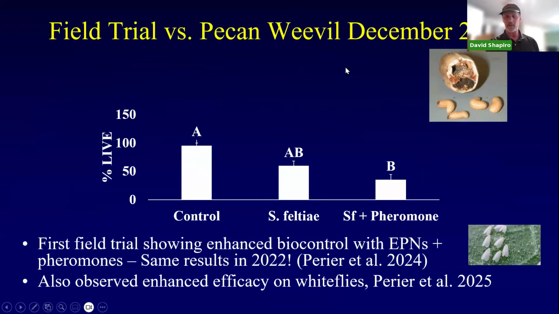When we applied the nematodes in December, when it's too cold for nematodes, even S. feltiae, which is a cold adapted nematode, you could see the nematode by itself didn't separate from the control in terms of reducing the pest population. But if we add the pheromone, they reduce the pest population. This was shown a couple of years in a row, and this work by Germain Perrier, who was a postdoc in my lab and is now at Mississippi State University. And we also saw enhanced whitefly control with this pheromone approach.